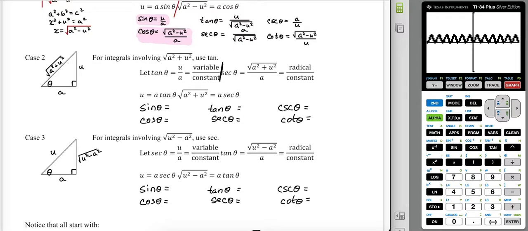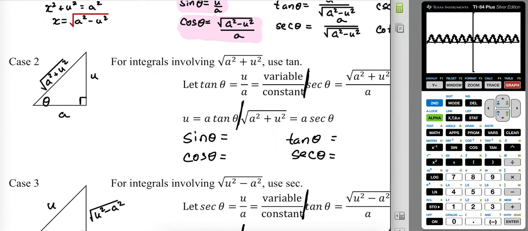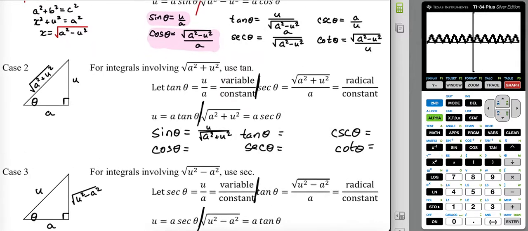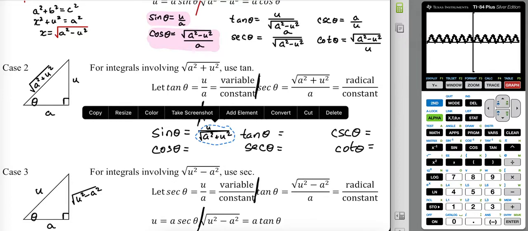All right, so again, there's a space here, a space here, a space here, and a space here. Formatting got a little out of whack. So the sine function would be u over the square root of a squared plus u squared. Again, I want variable to constant. That's not variable to constant. That's variable to radical. Cosine is adjacent over hypotenuse. That's constant to radical.